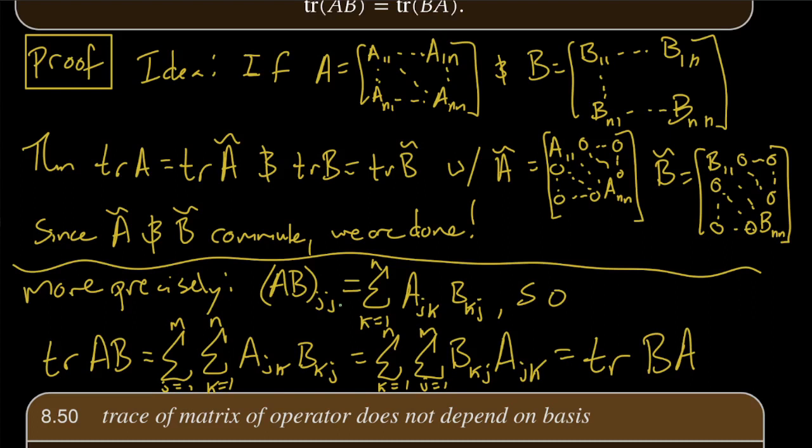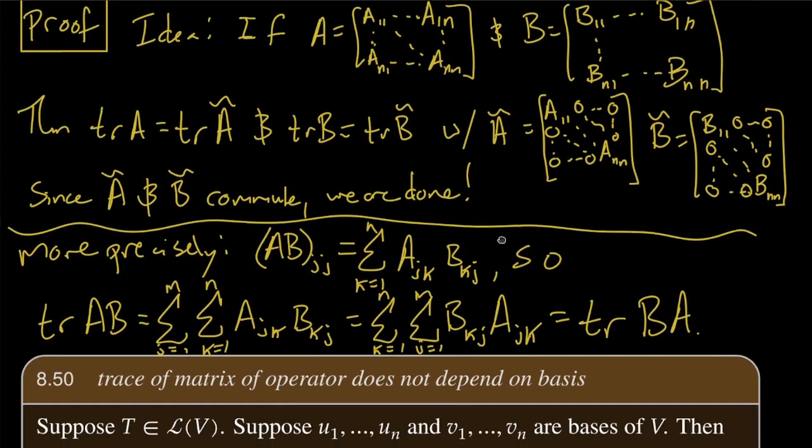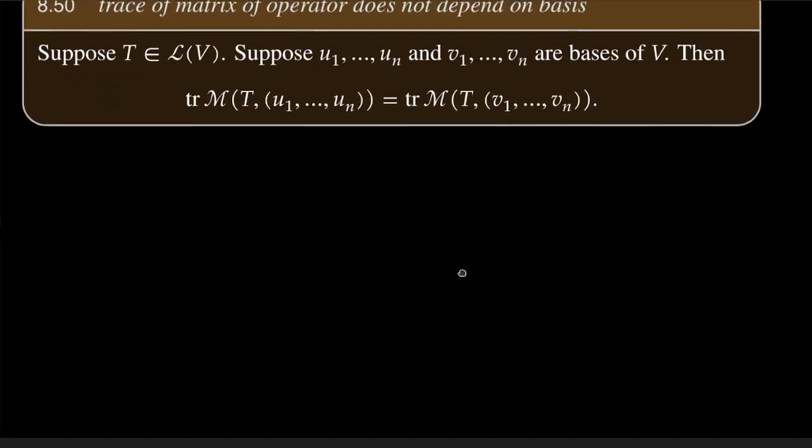That is, if the trace of AB is this, just flip the A's and the B's, and then bada boom, you're left with this chunk right there. So that's the more precise version, but it's not as clear as noting that if it just depends on the diagonal part, diagonal matrices commute. Easy.